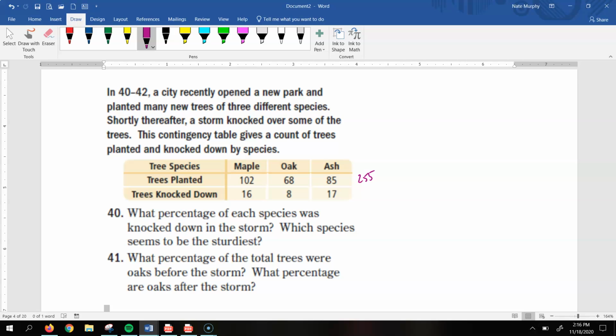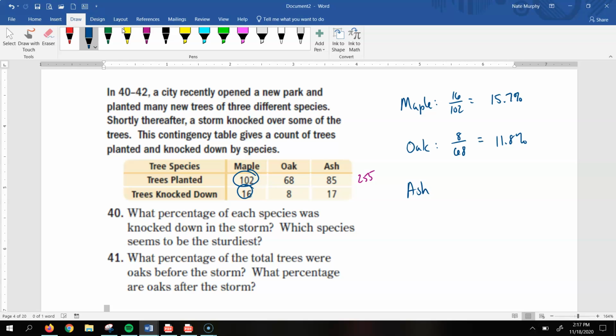What percentage of each species was knocked down in the storm and which species seemed to be the sturdiest? All right, let's start out with the maple. So there were 102 maples planted, 16 of them were knocked down. So we would just do 16 divided by 102. When you do that, we get about 15.7%. Then let's look at the oak. The oak trees, there were 8 that were knocked down out of 68 that were planted. And 8 divided by 68, that's about 11.8%.